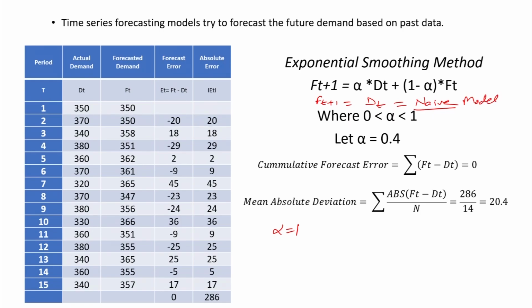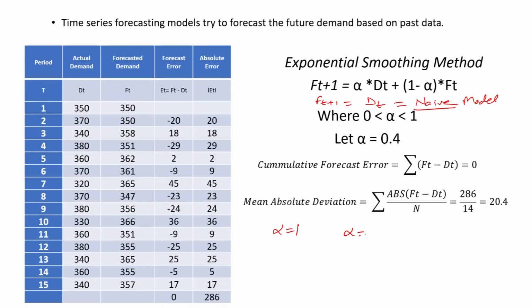What happens here? Whatsoever happened yesterday, you are responding very fast and incorporating that change today. So, if there was more demand yesterday, you are ordering more quantity today, you are expecting more demand today also. If there was less demand yesterday, you are expecting less demand today. So, your response is very quick, very fast.